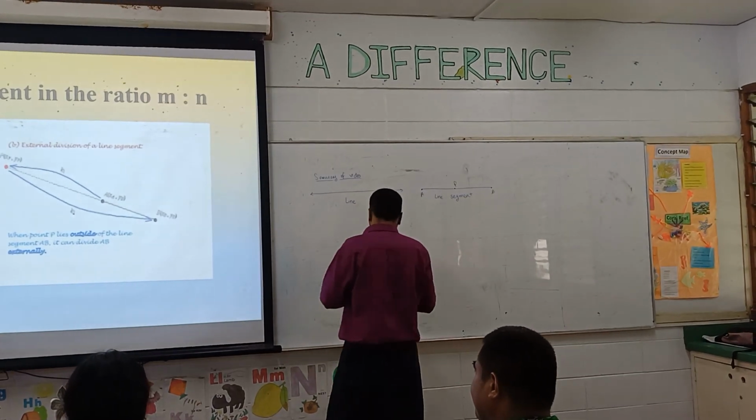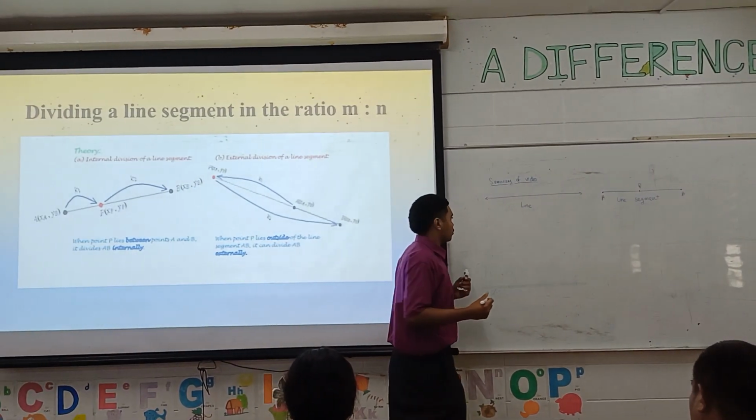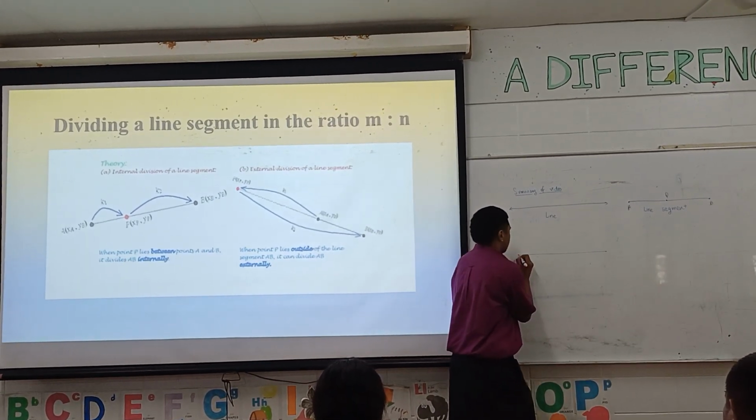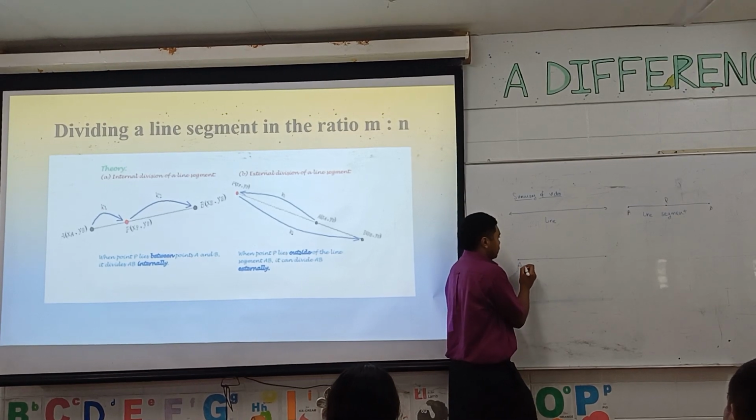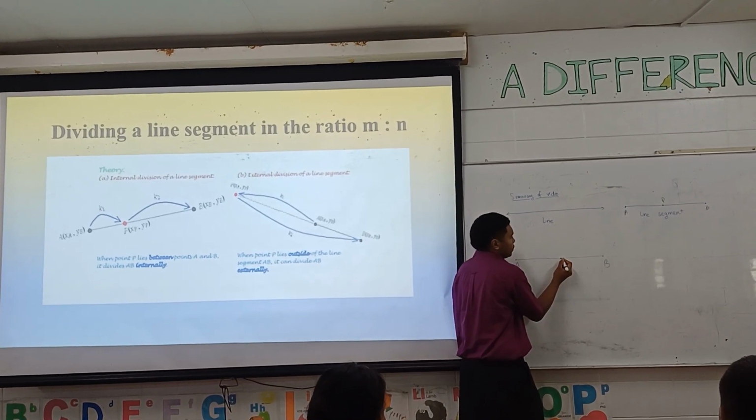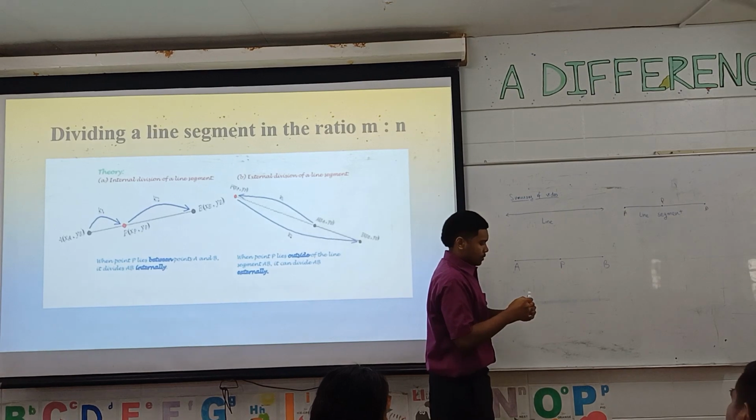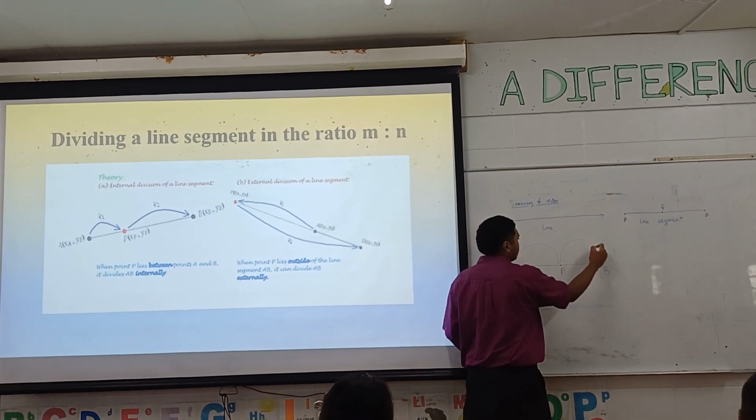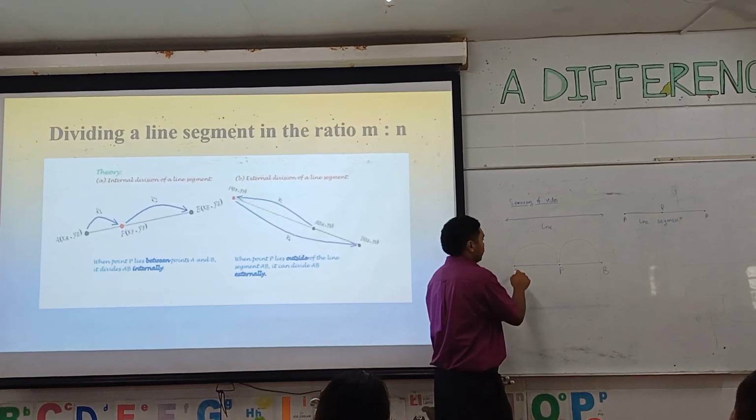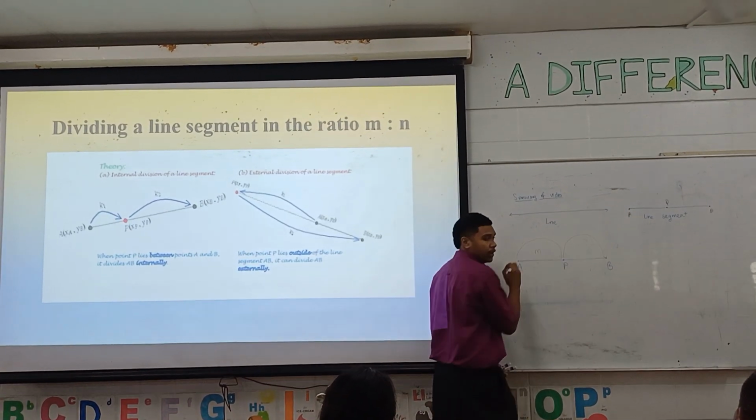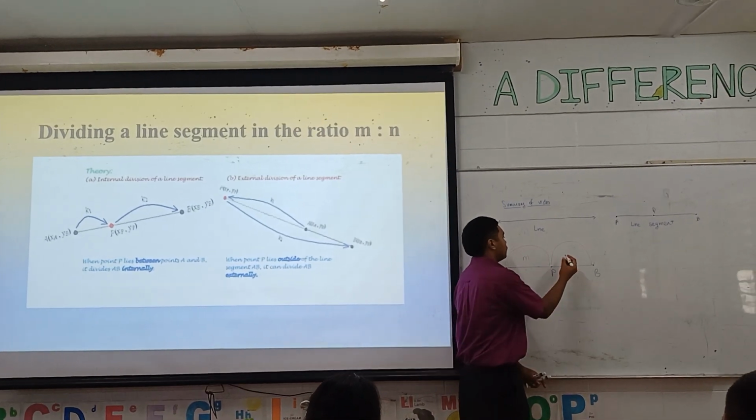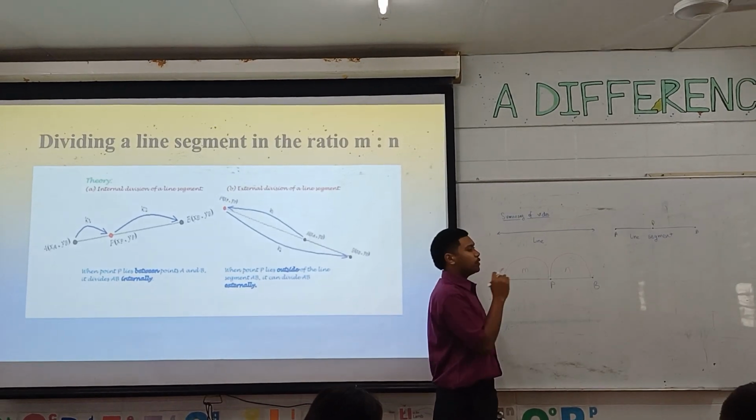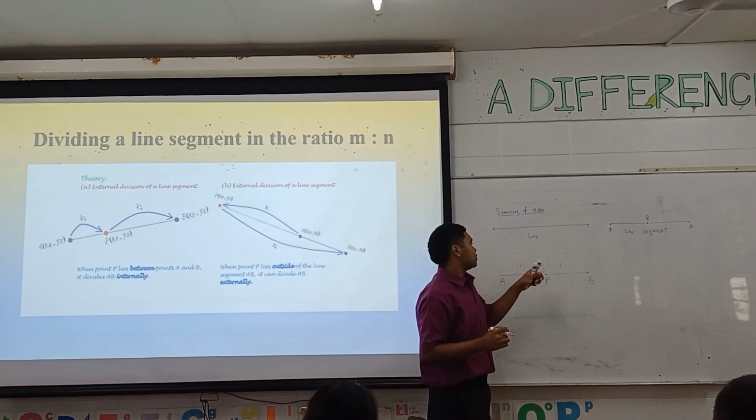Okay. Now we've reached the main content of the topic. We have a line segment. This is your point A, this is your point B, and this is your point P. From A to P, this will give you your M, and from P to B, it will give you your N. And you must be wondering, when are we going to use the values of M and N?